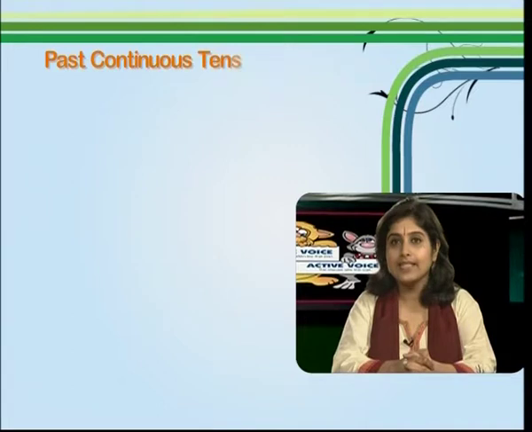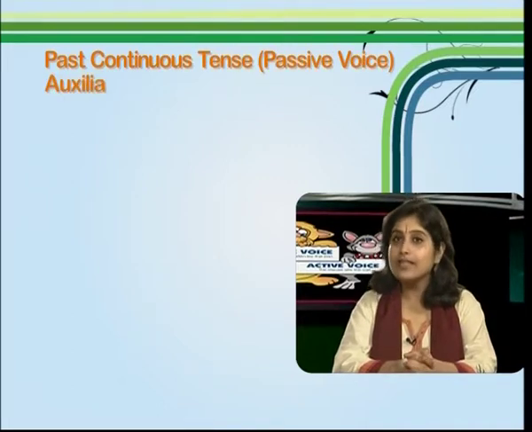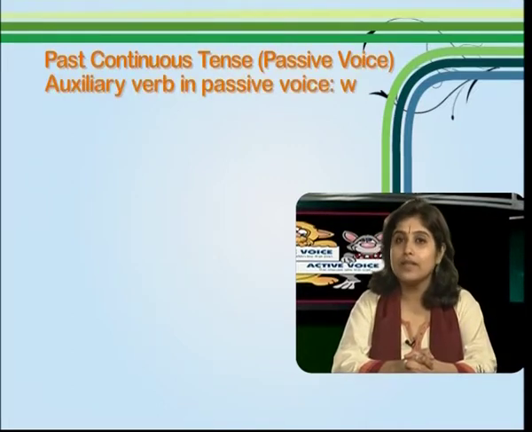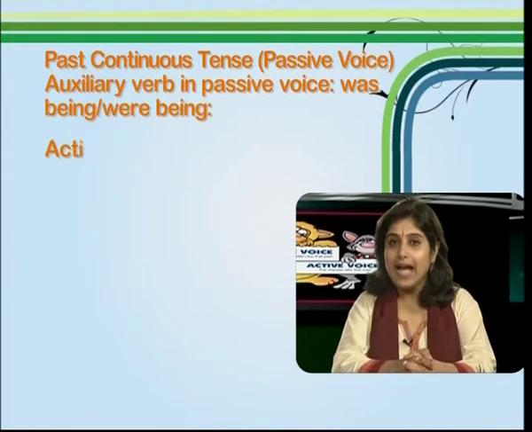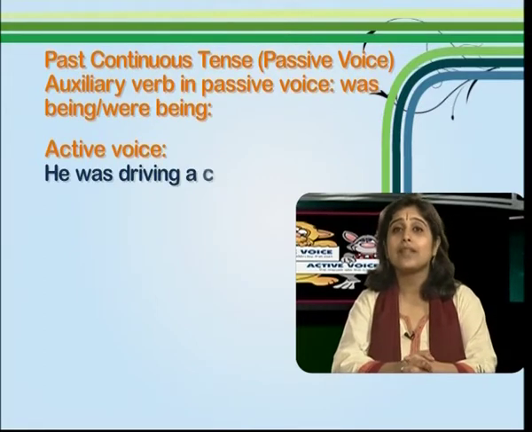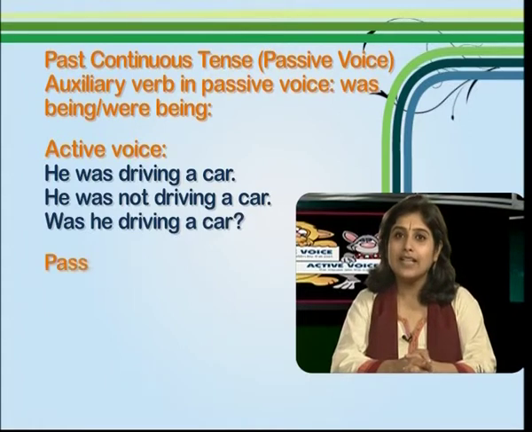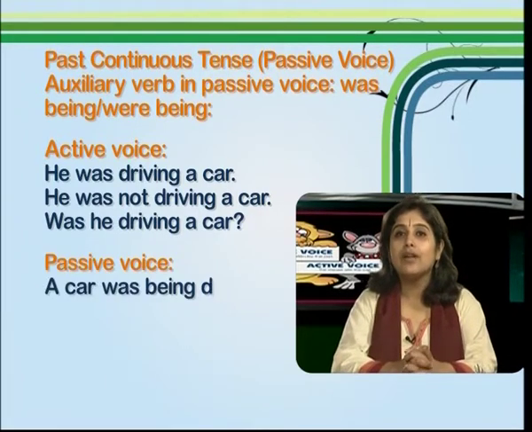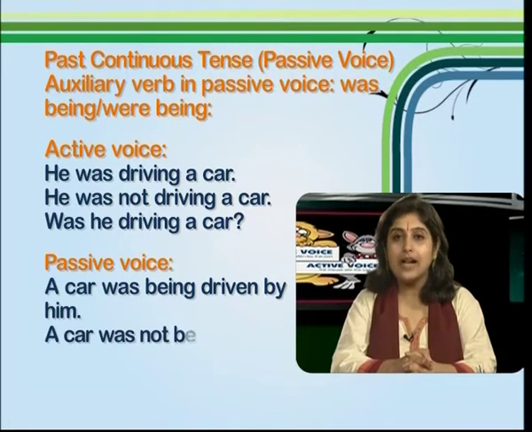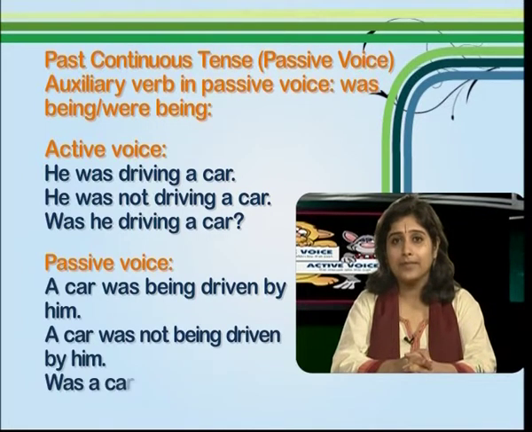Past continuous tense in passive voice. Auxiliary verb in passive voice: was being or were being. Active voice. He was driving a car. He was not driving a car. Was he driving a car? Passive voice. A car was being driven by him. A car was not being driven by him. Was a car being driven by him?